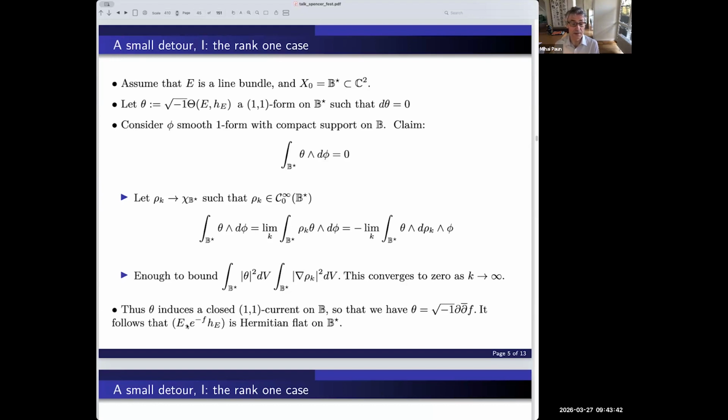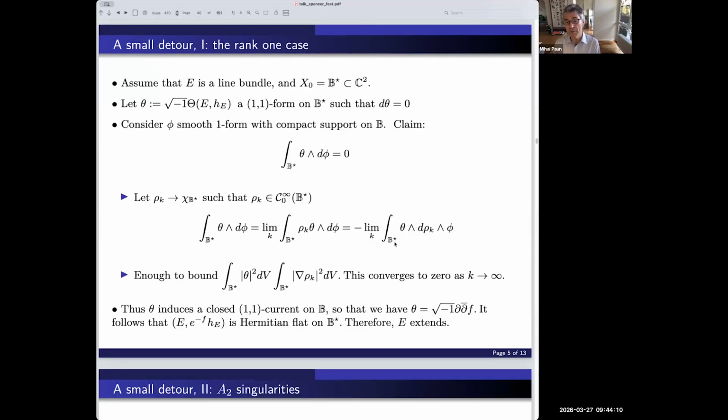But now if we twist the original metric with this exponential of minus f, what you see is that the curvature of this metric is identically 0. So it's Hermitian flat on B star, and Hermitian flat bundles on B star extend just like that because B star is simply connected. Okay, so that's the situation in the case of rank 1.